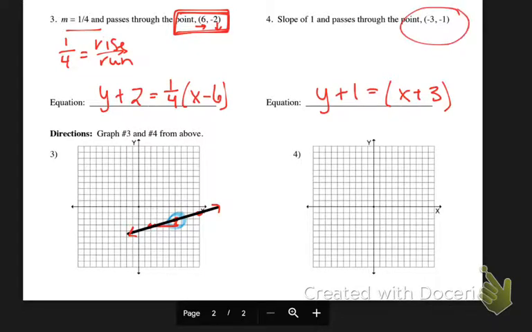Number 4, plot your point first. This means we're going to go left 3 and down 1 from the origin. Now our slope is 1. This is like 1/1, so we're going to rise 1, run 1 from the point we already plotted. So up 1/1, up 1/1. Connect your dots and your arrows.